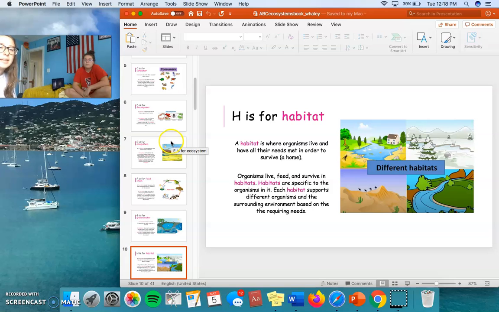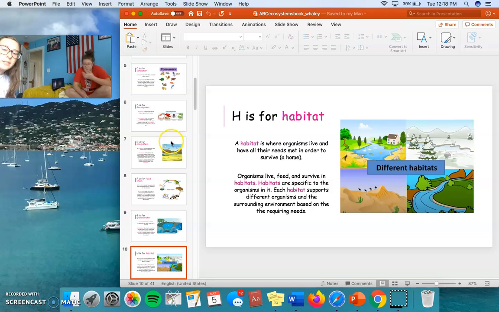H is for habitat. A habitat is where organisms live and have all their needs met in order to survive. It's their home. Organisms live, feed, and survive in the habitats. Habitats are specific to the organisms in it. Each habitat supports different organisms in the surrounding environments based on the requiring needs.